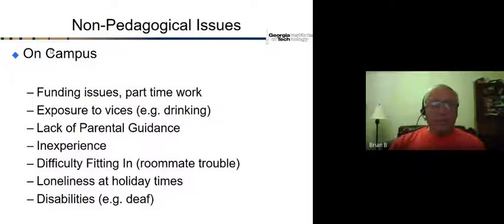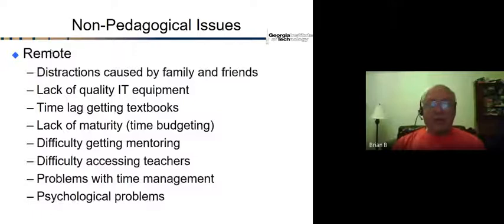Remote, we have distraction caused by family and friends. It's a little different than what you have on campus, because on campus, you can't have your mom walk up to you and say, clean your room. There's lack of quality IT equipment. People very often have difficulty with the IT equipment. They're struggling with it. If you have to take a course, very often you have to mail order the books. And sometimes it's very hard to come by the books. You can't just walk into a bookstore and get them. Lack of maturity, which causes problems, time budgeting.